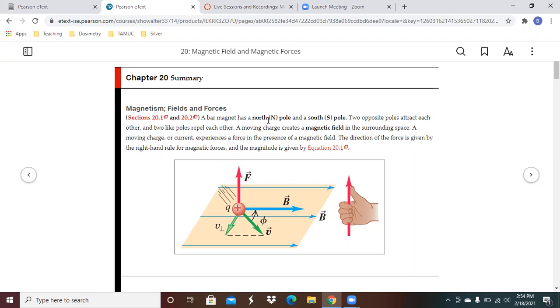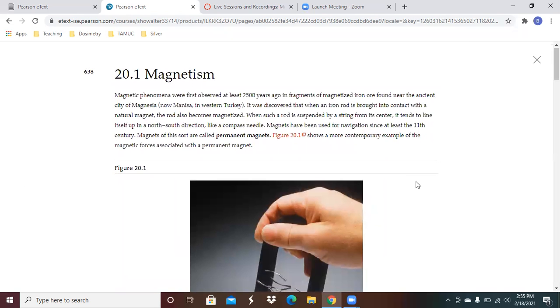The direction of the force is given by the right-hand rule for magnetic forces, and the magnitude is going to be given by equation 20.1. And we're going to go over that. So you have a charge here, it's moving with this velocity. The magnetic field, which is going to be represented with the letter B, is pointing in this direction. So when the velocity is this way and the magnetic field is this way, it's going to experience something along the lines of torque, in that we're going to take a cross product, and then the force is going to be found with the right-hand rule. We'll go over that. So first, let's go here.